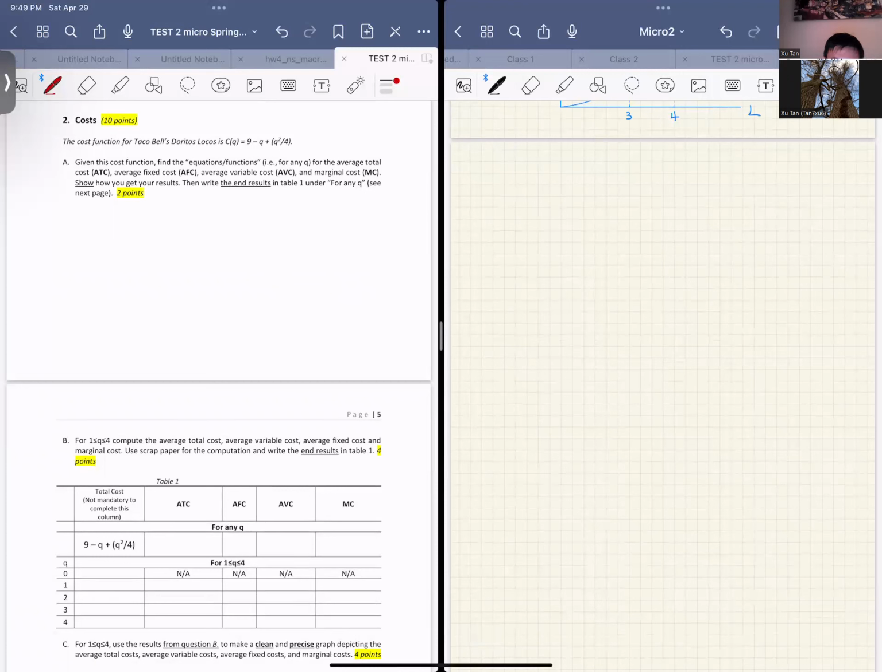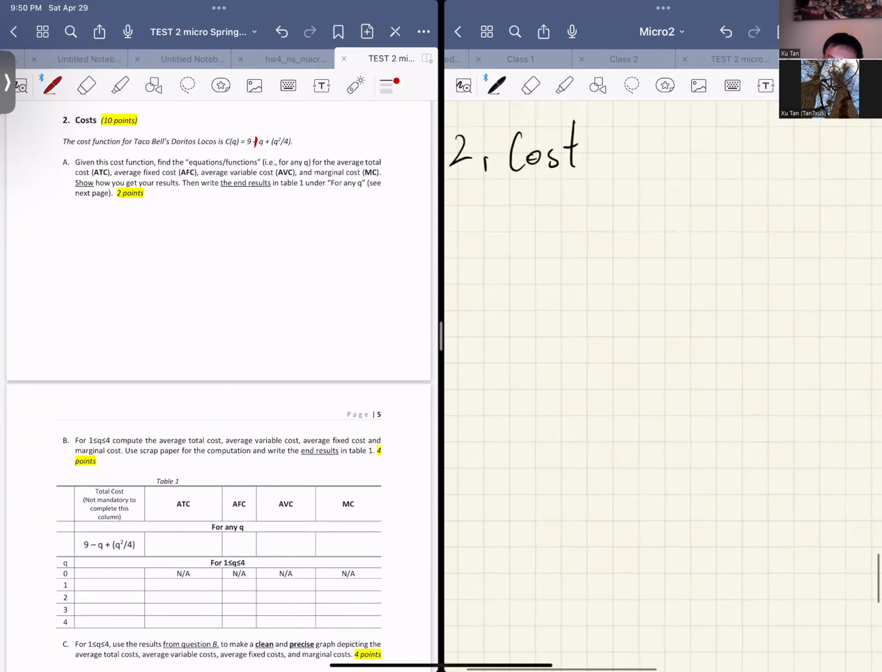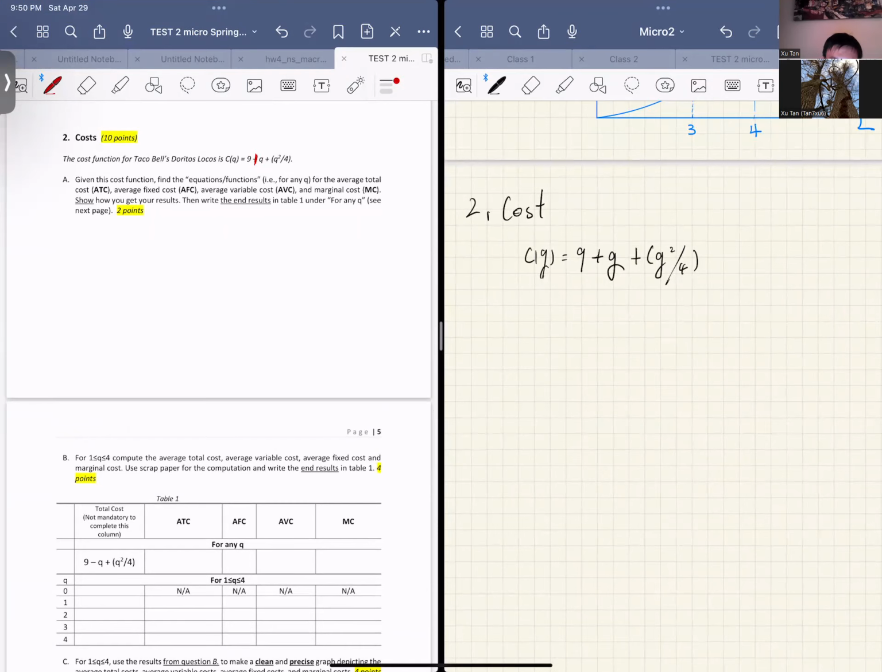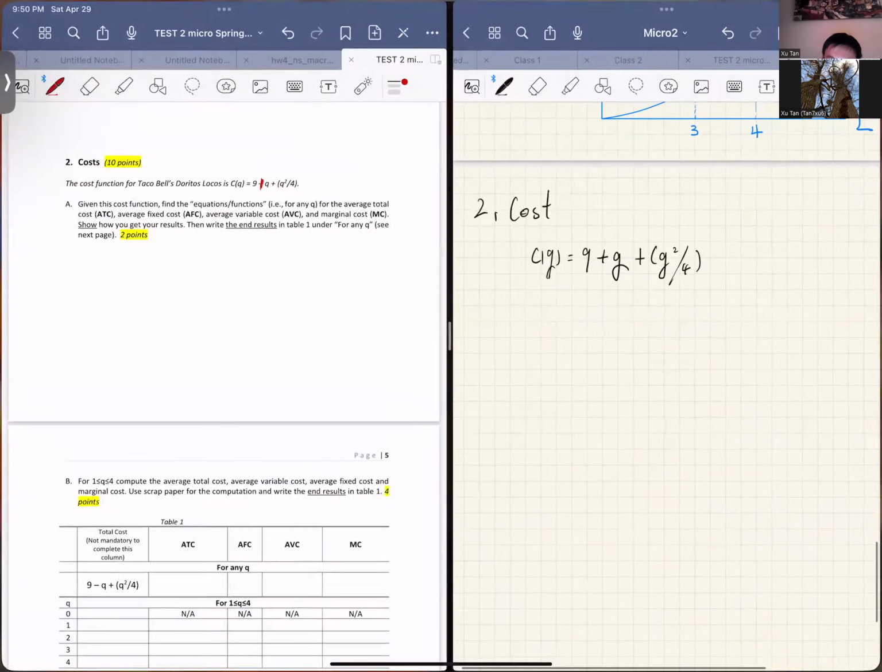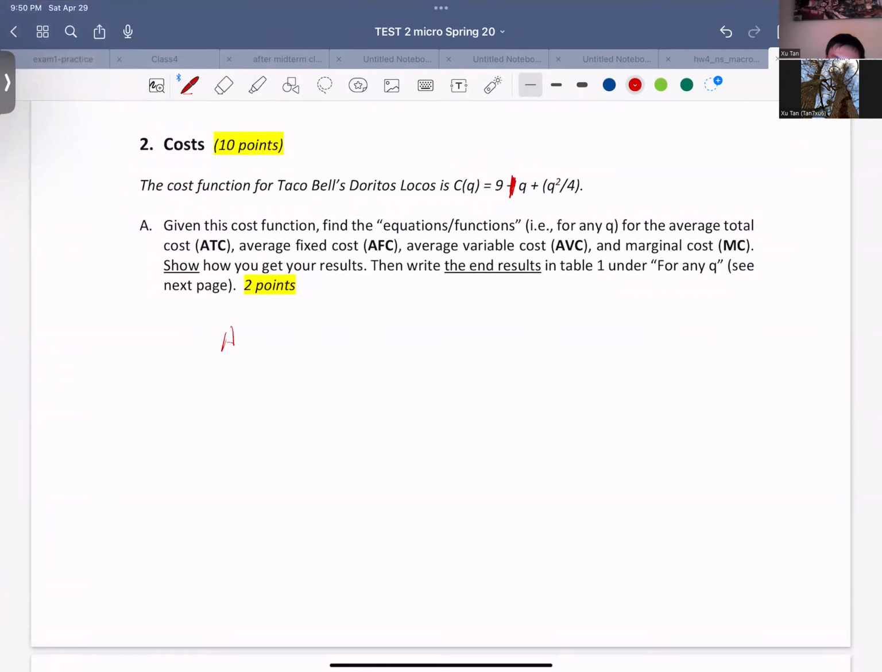I'm spending way too long, but I hope this helped. With this one, it's actually plus. So we'll have C(Q) equals 9 plus Q plus Q squared divided by 4. Whenever you see this, yep, create a table, right? Okay, I'm just not going to do it here, I'm going to do it here. So let's find the functions for ATC, AFC, AVC, and MC, right?